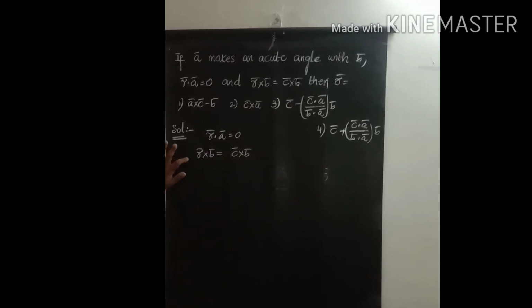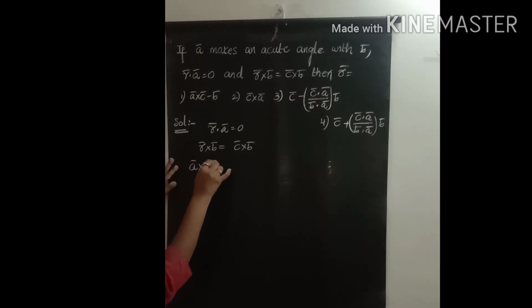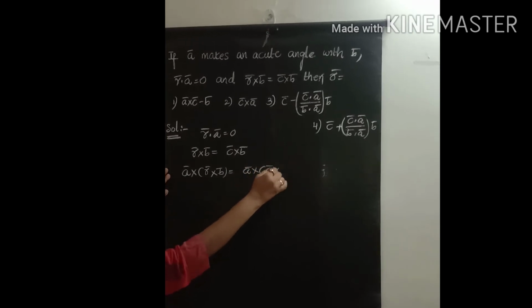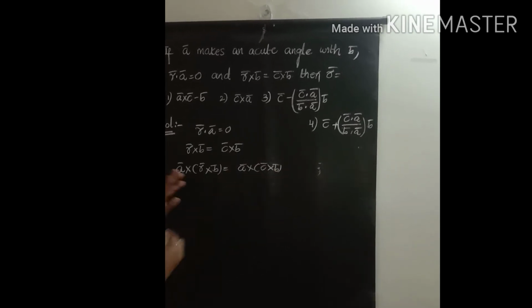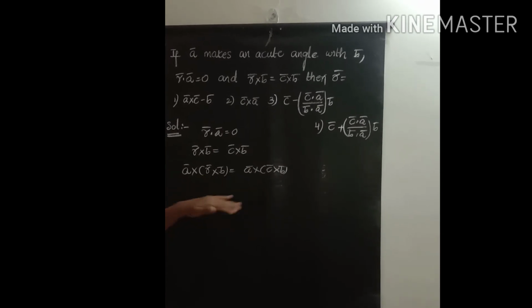Now we apply a cross to this second equation: a×(r×b) = a×(c×b). Now taking the formula a×(b×c) = (a·c)b − (a·b)c, we apply the formula to these two terms.